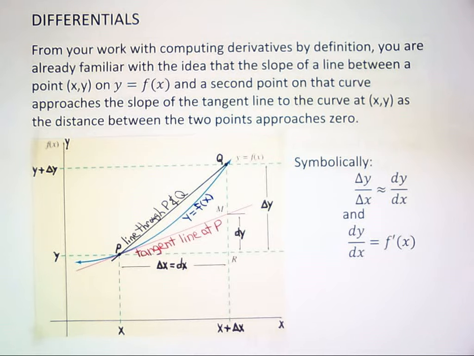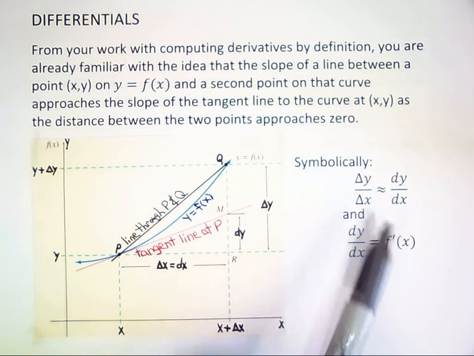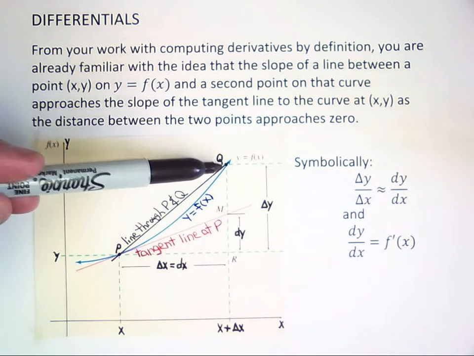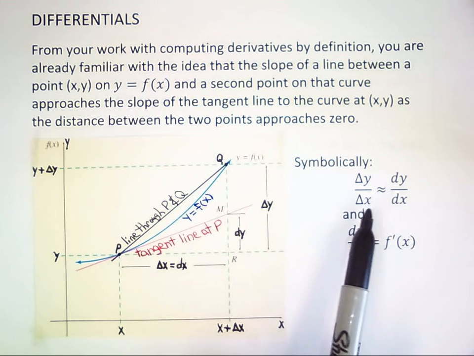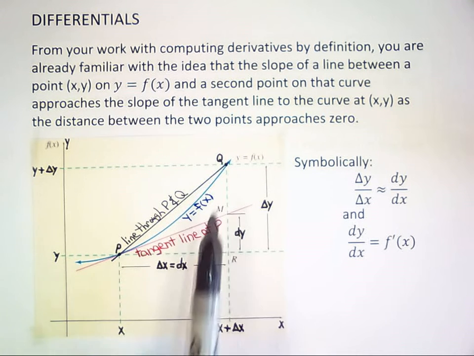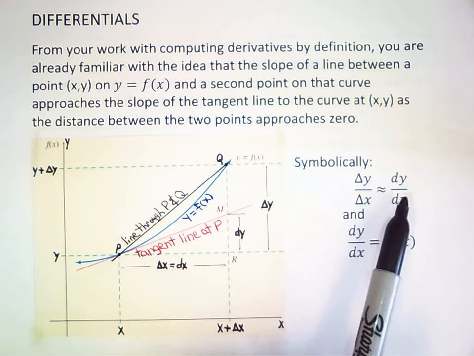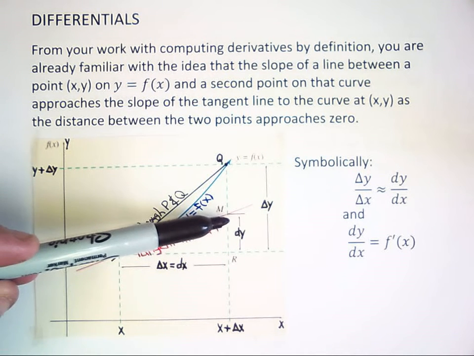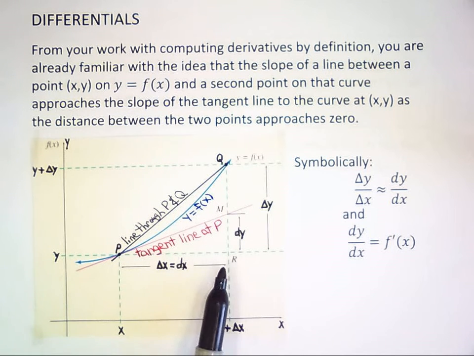That was the motivation of the limit definition of a derivative. So you should be familiar with that idea. Symbolically, we'd say the change in y with the change in x. The change in y is this distance right here. That's how much y changed on the line connecting P and Q, divided by the change in x, the amount of change between the x-coordinate of P and the x-coordinate of Q. So the change in y over the change in x is approximately the same as, looking at the tangent line, how much the y changed over how much the x changed.